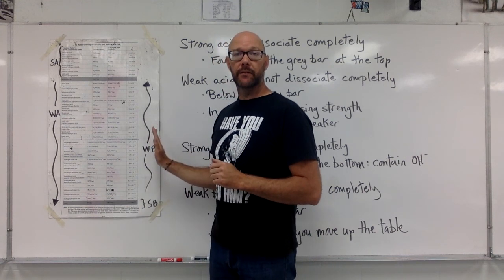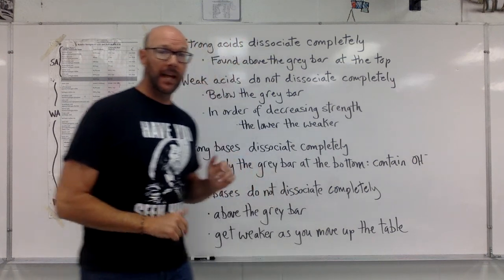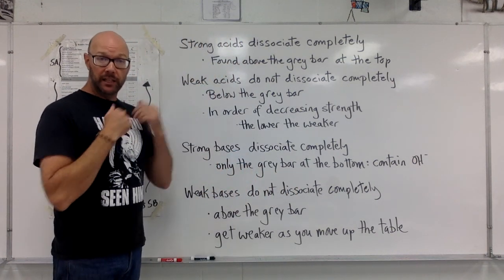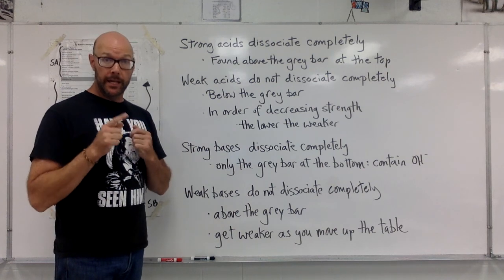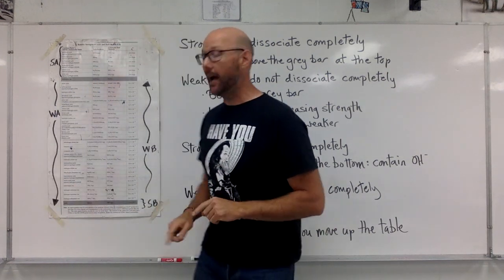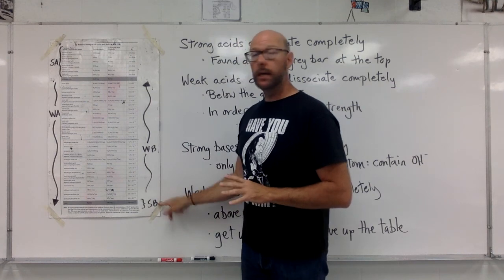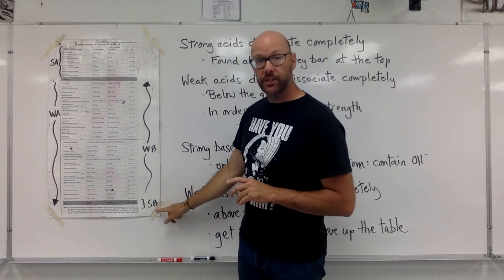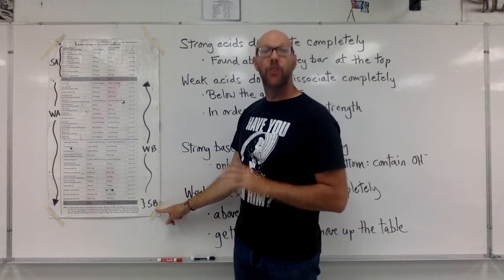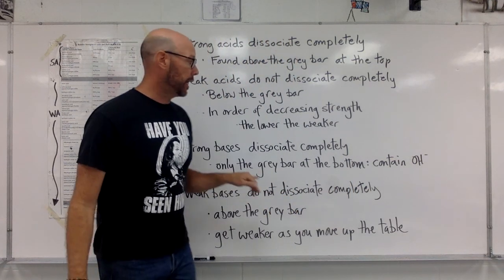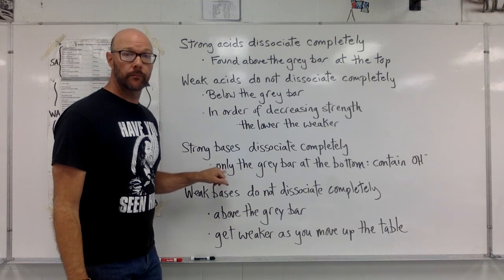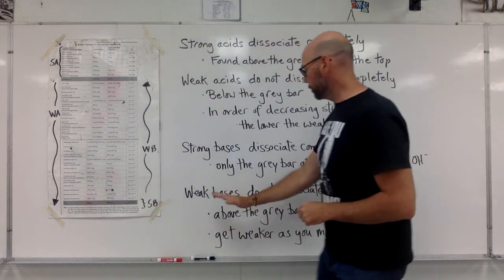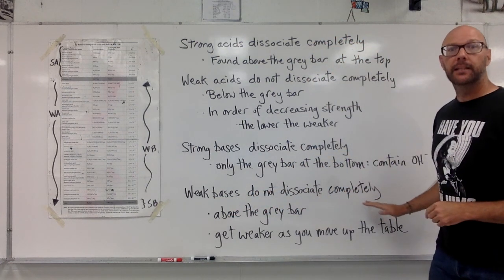On the right-hand side of the table, we have our bases. It's basically the same idea. Strong bases dissociate completely. They fully accept protons. Here, it's only the gray bar at the bottom. Here, there's 6 strong acids at the top, but it's just this one line of the table that contains hydroxide ions that are strong bases. Weak bases also do not dissociate completely.